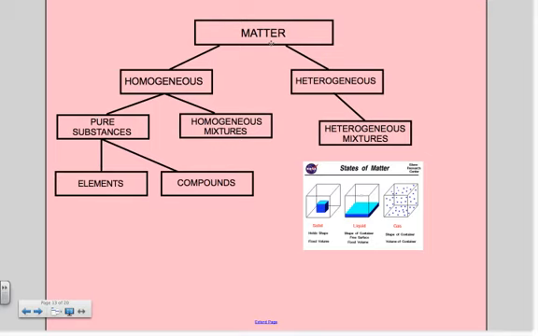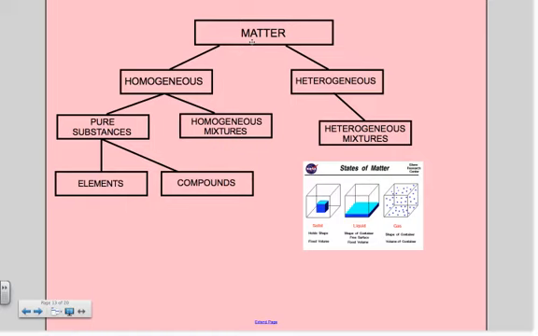Okay, I can take matter and divide it into two parts: matter that is homogeneous and matter that is heterogeneous. What does that mean? Well, homogeneous just means to the naked eye you see one thing. Homo meaning one. Heterogeneous means you see more than one thing. For example, a fruit salad.